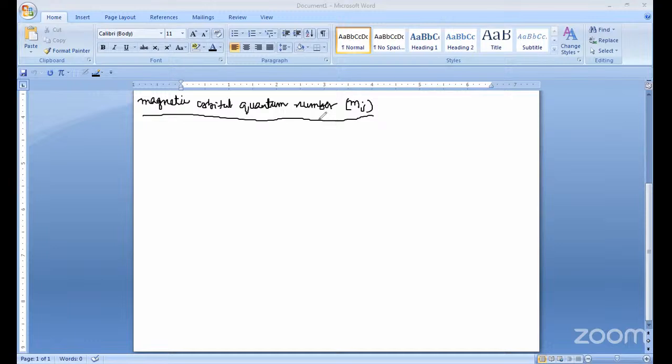So mL is an integer, and it can take 2L plus 1 values. So this magnetic orbital quantum number mL can take 2L plus 1 values, starting from minus L to plus L, including 0. Including 0, mL can take 2L plus 1 values, from minus L to plus L.